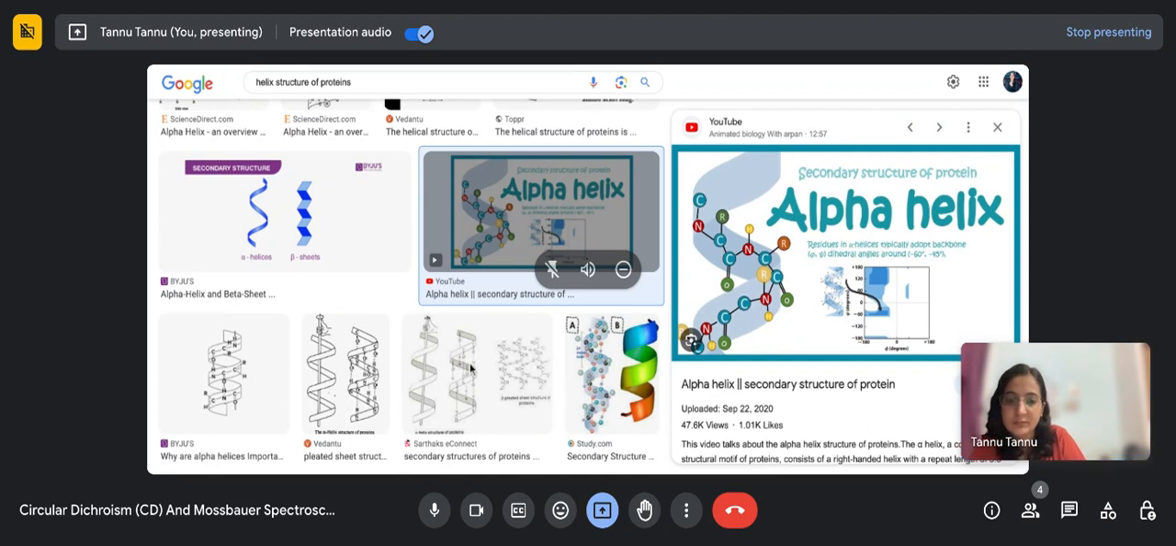Ma'am, screen is not shared. I've shared it. It is visible on my screen. You can't see it? Yes, ma'am. Okay, see, this is the carbonyl group here, C double bond O, and this is the NH bond. So here, these hydrogen bonds are present, which stabilize the molecule, this alpha helix structure.